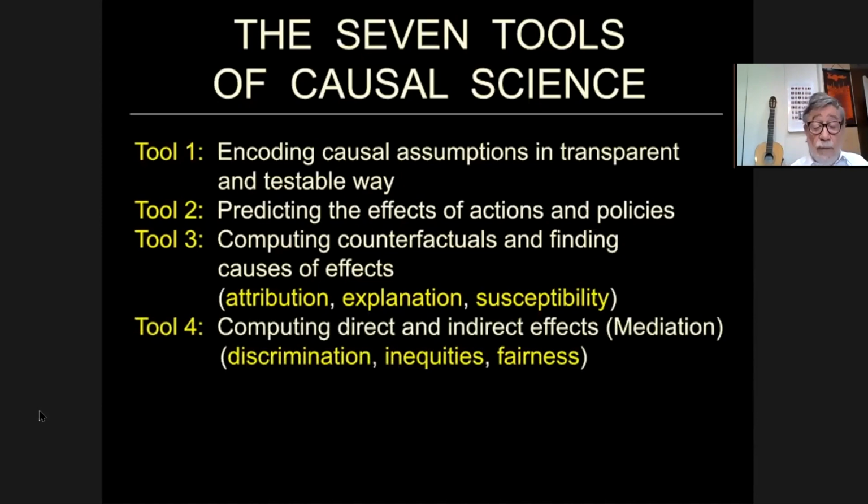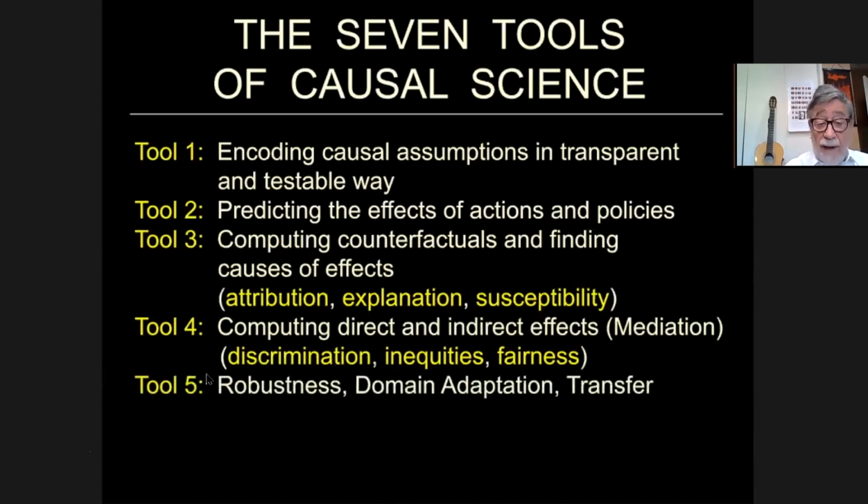Tool 4, to separate direct from indirect effect, also called mediation. And this is also very important. That's the distinction between being fair or unfair, inequality and discrimination.